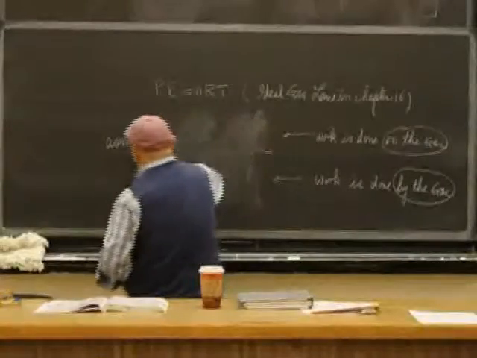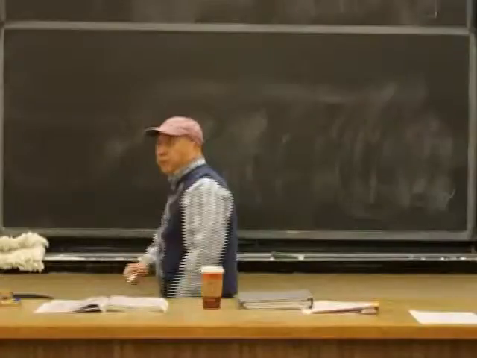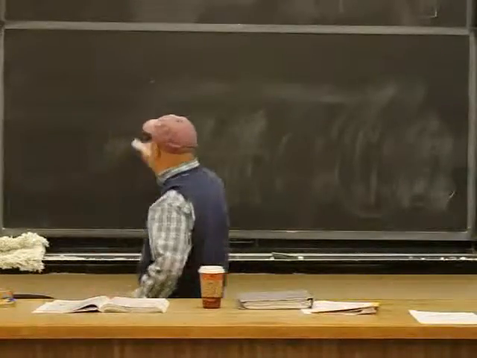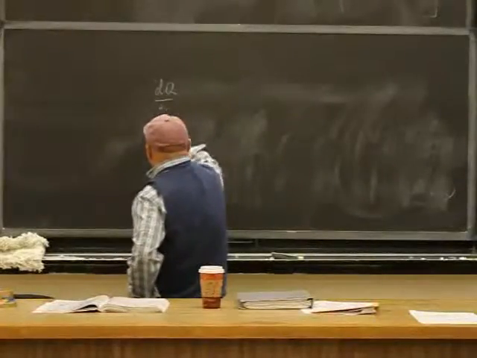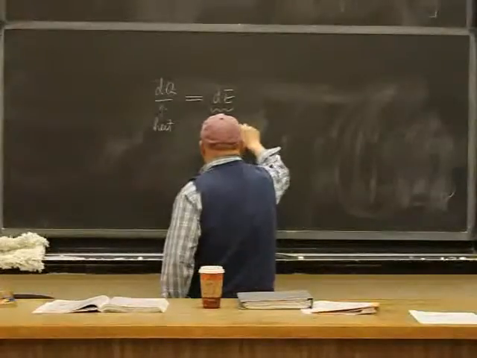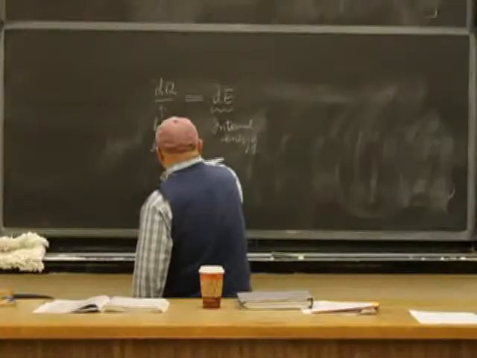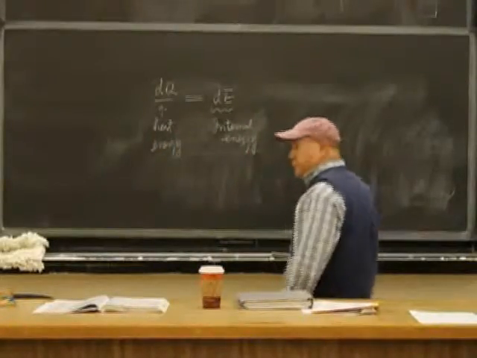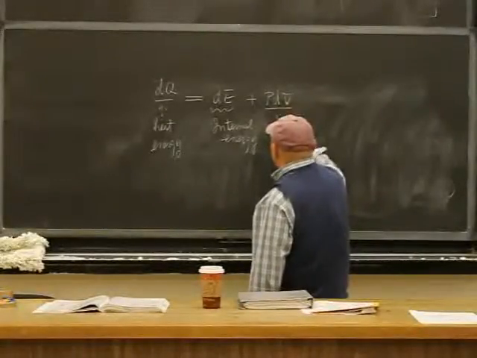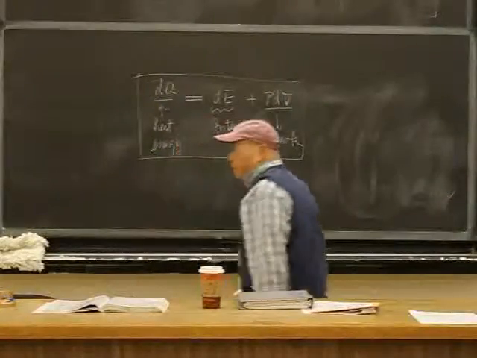It's written in different forms, depending on how you like it. Basically, the proper form is dQ, the heat getting in, equal to dE, the internal energy, plus PdV, which is doing the work. When the heat energy goes into a system, first it goes into internal energy, then into doing the work. This is one form.